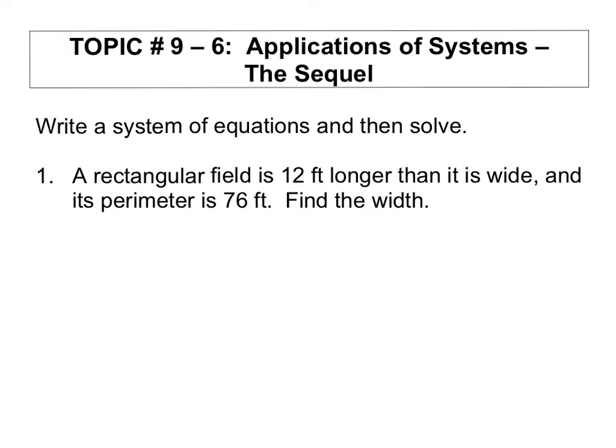We want to write our let statements first, so we will go ahead and read the problem to see what we're looking for. A rectangular field is 12 feet longer than its width, and its perimeter is 76 feet. Find the width. Although the problem only asks for width, we also need to solve for its length or have that as part of the equation. So I'm going to make L equals length and W equal width.